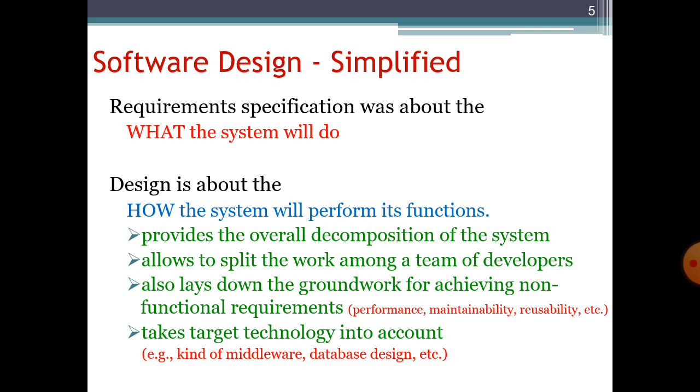So in short, the requirement analysis and gathering phase is about the problem domain, while the design phase, which comprises two other activities, architectural design and detailed design, is all about the solution domain. So basically, design is about how the system will perform its functions. What type of functions can be performed? Like the decomposition of the system, and how the decomposition is performed.